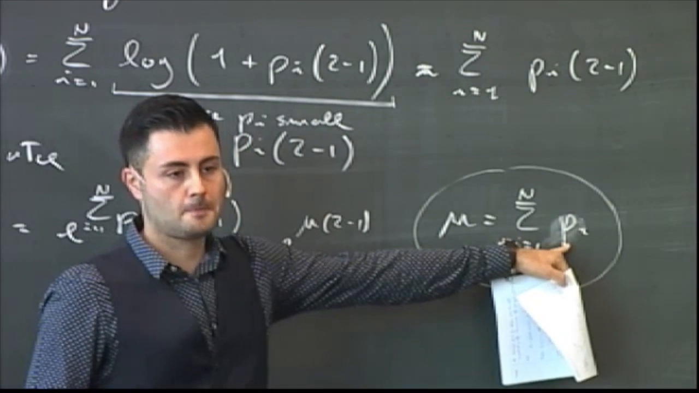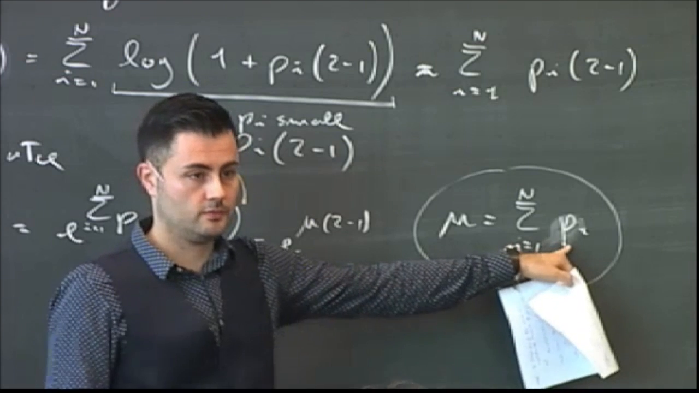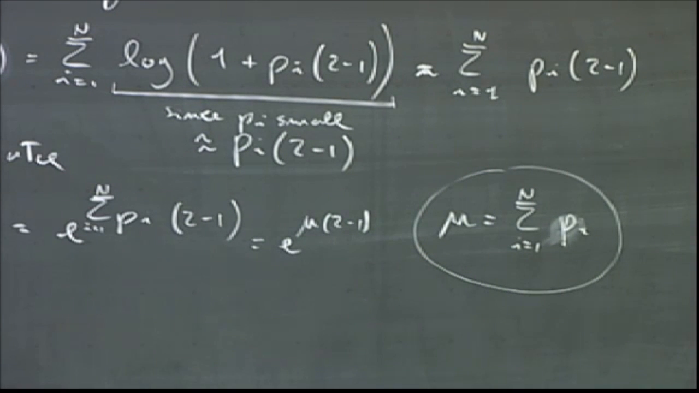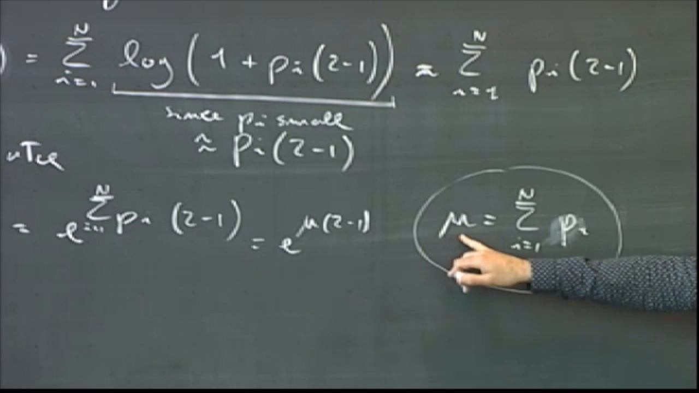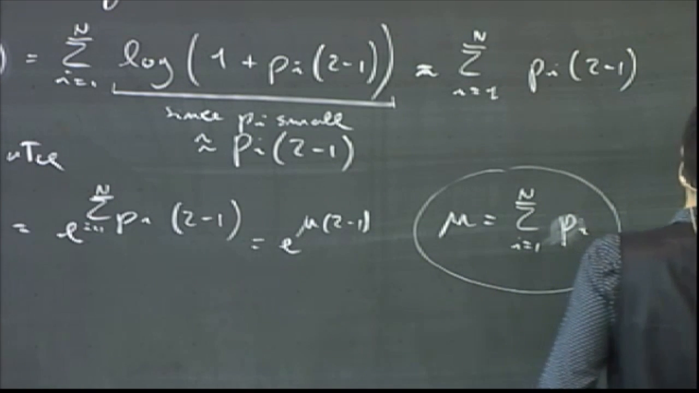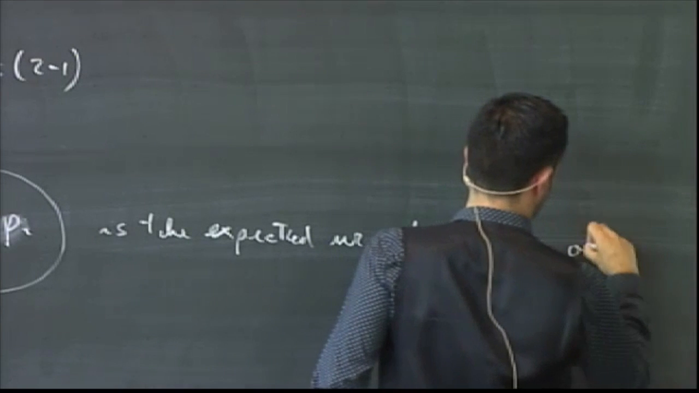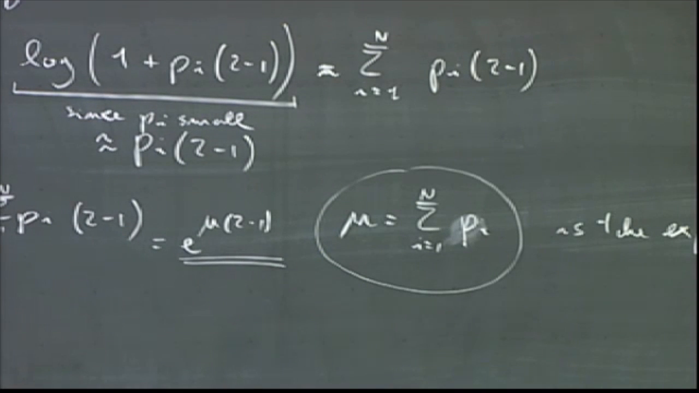What are the p_i? For every obligor i, p_i is the probability of default. And this is a Bernoulli variable. And for a Bernoulli, this is also the expected value of the indicator. So what's mu? It's the expected number of defaults in our portfolio. So this is what we have. Okay, may I delete here?